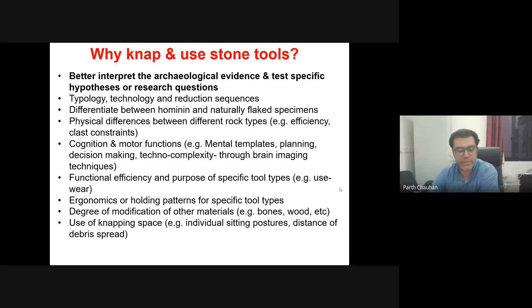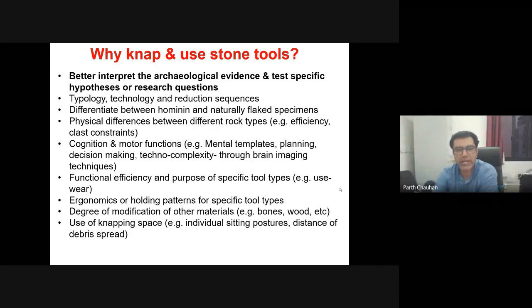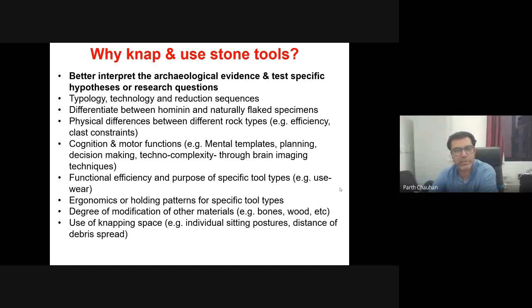And then use of knapping space also, individual sitting postures. So if a person is sitting on a chair or sitting on the ground, you're going to get two different types of stone tool scatters. And then also distance of debris spread. When you're sitting and knapping, what is the actual size of the lithic scatter you're creating? Is it like 4x4 meters or smaller or larger? And is it different with blade technique? Is it different with making bifaces? How are each of these different?